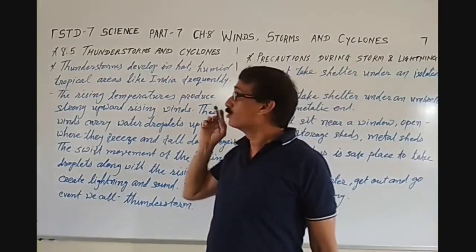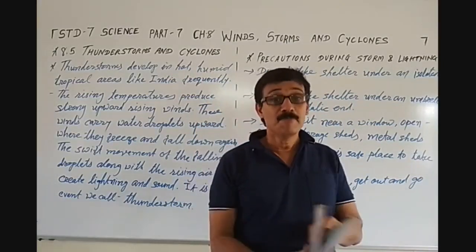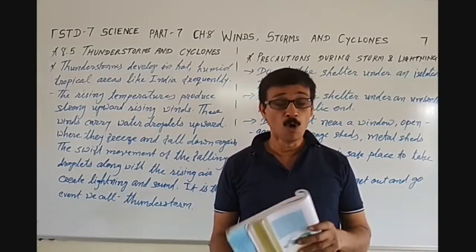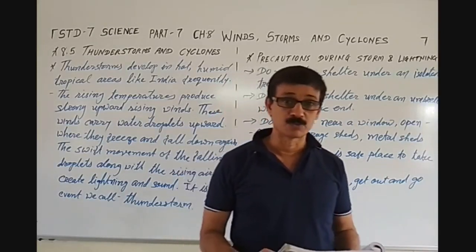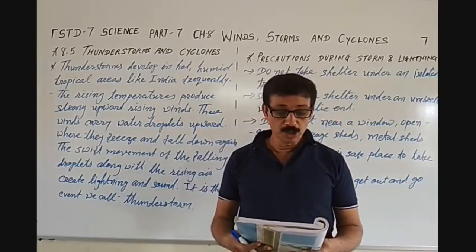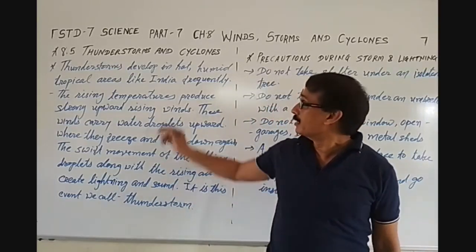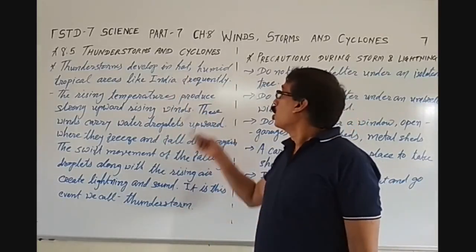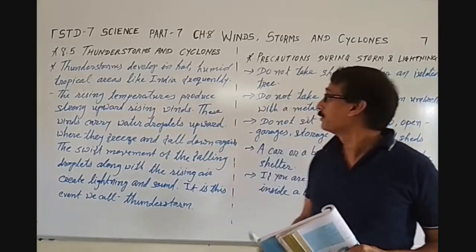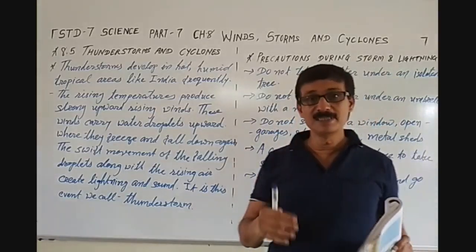Before starting our discussion, open page number 87 in your textbook. Let's start. Thunderstorms develop in hot, humid, tropical areas like India very frequently. It happens very frequently, even though during winter it is less common.